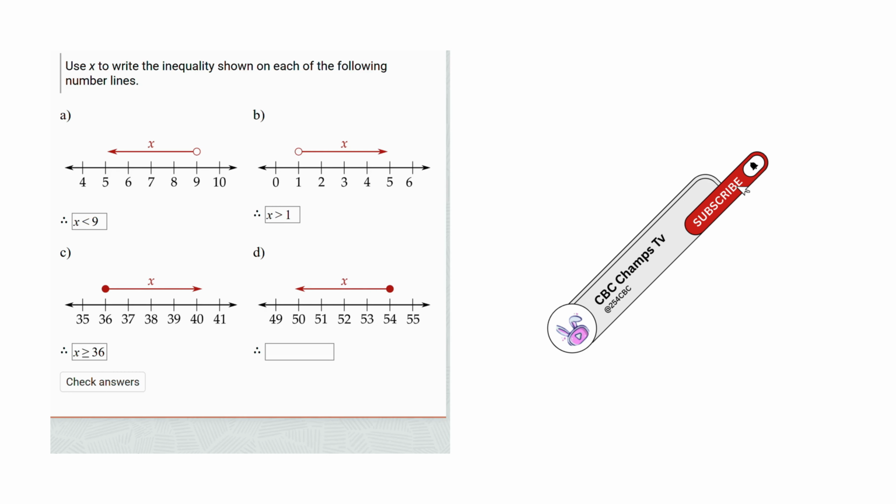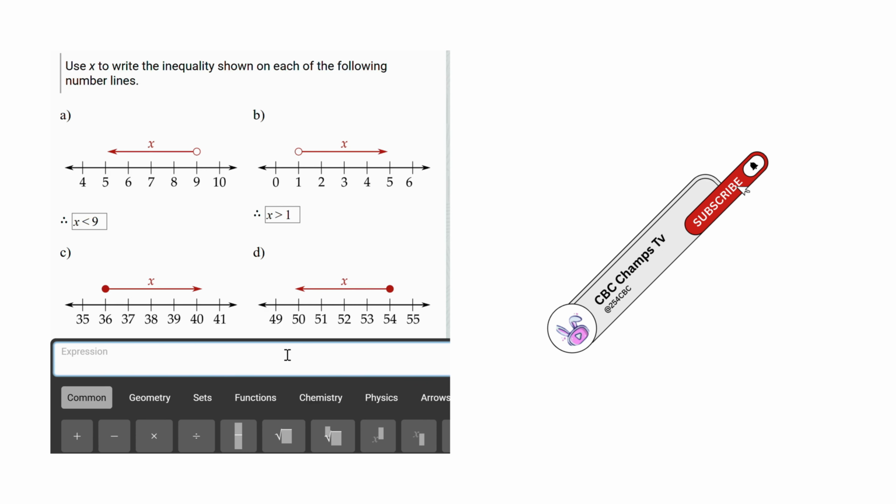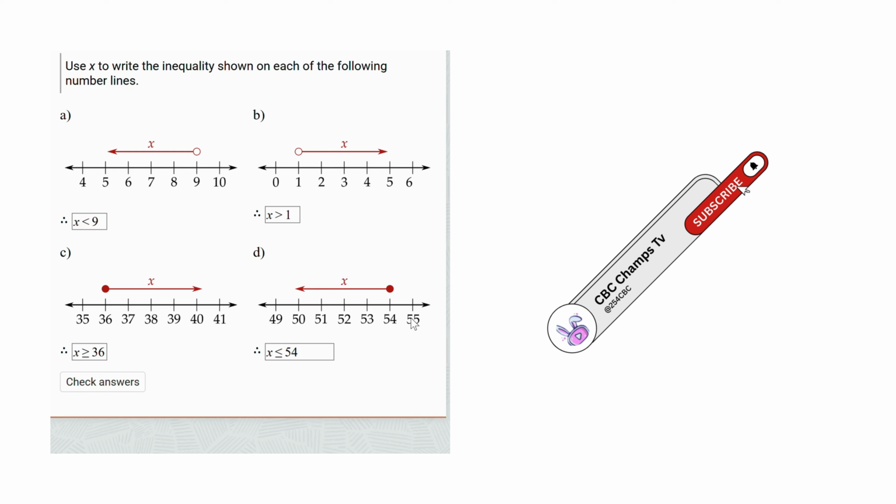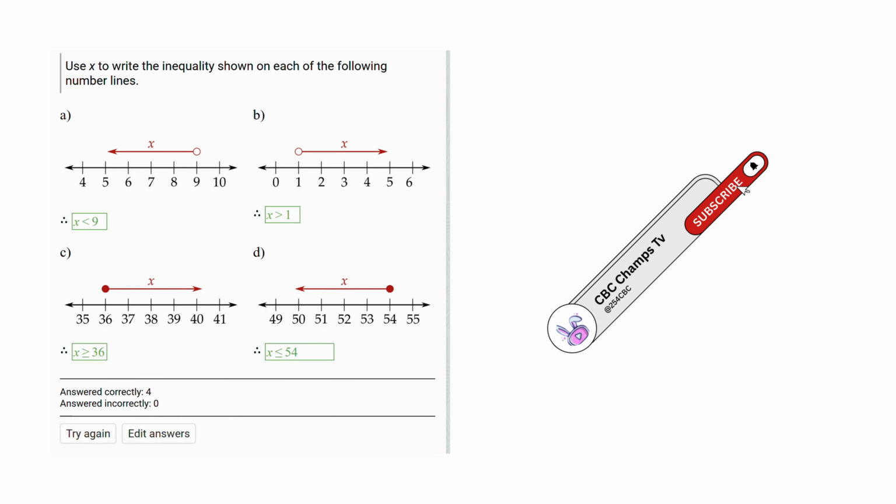Now for the last one here, we have x with a shaded tail heading left. If it's heading left, it is less. So x is less, and because it's shaded, we need less than or equal to. The tail is at 54, so x is less than or equal to 54. I think that's it. Now let's take out the answers. Answered correctly.